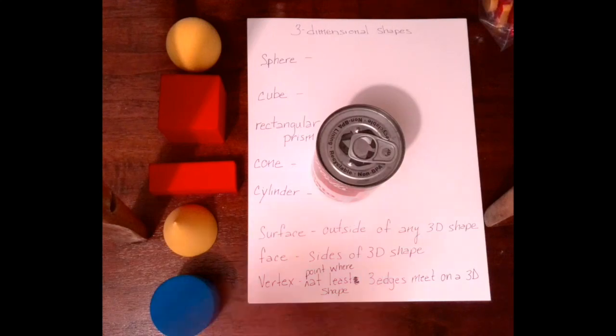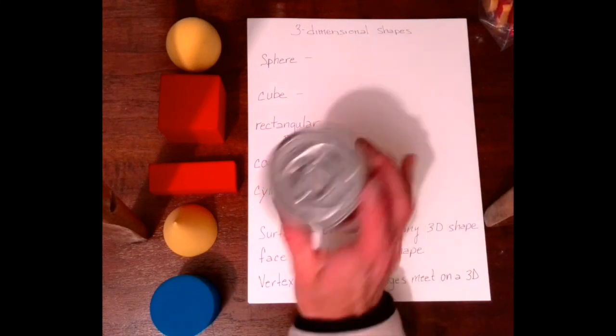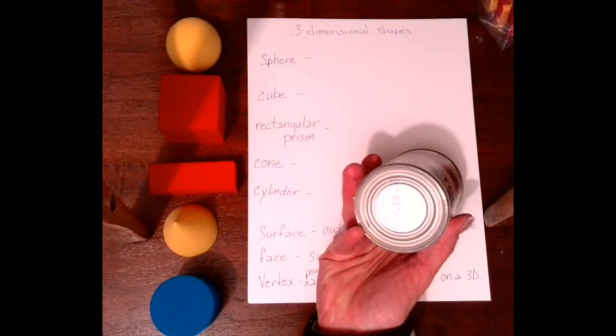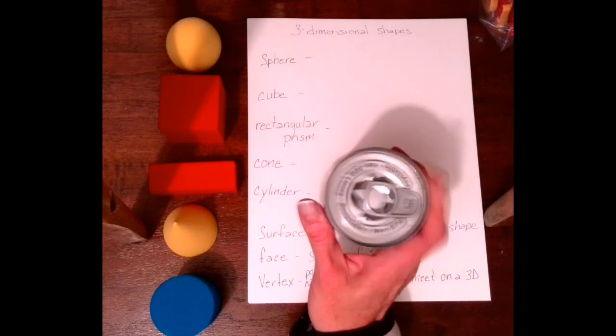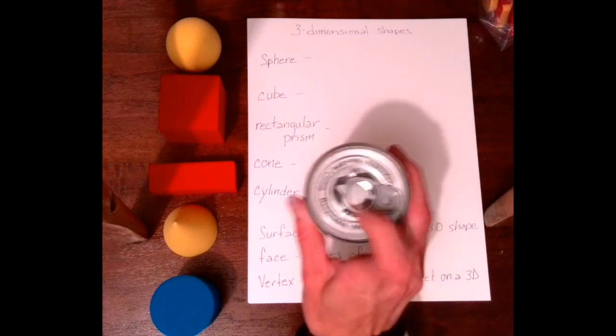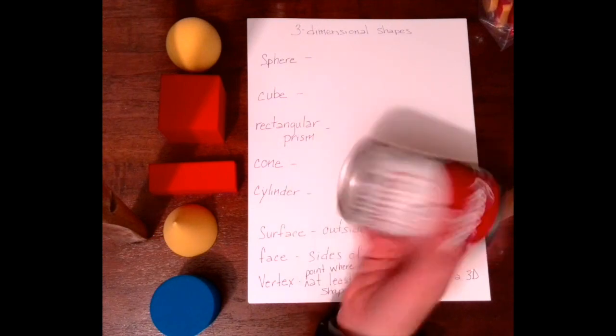Could you say the can has a curved side and two flat sides? And the two flat sides are circles? Yeah, that would describe the can.